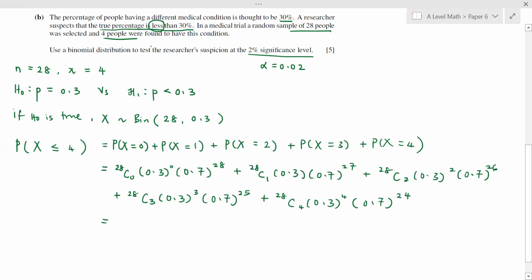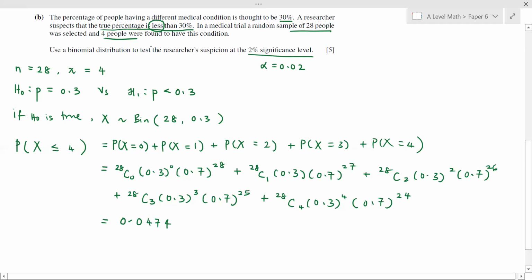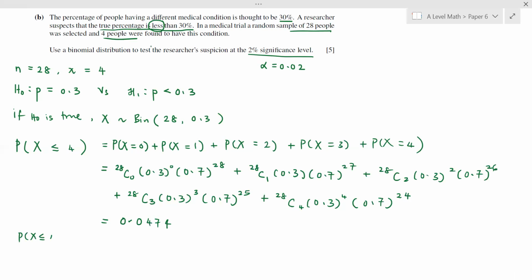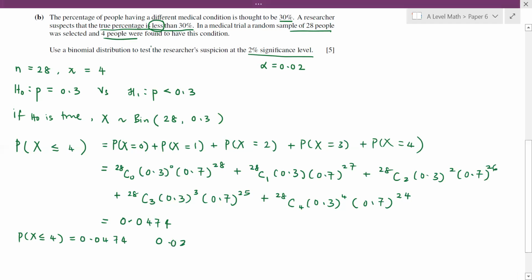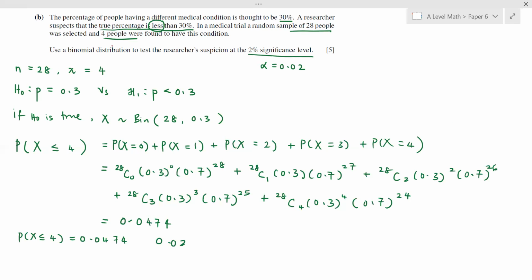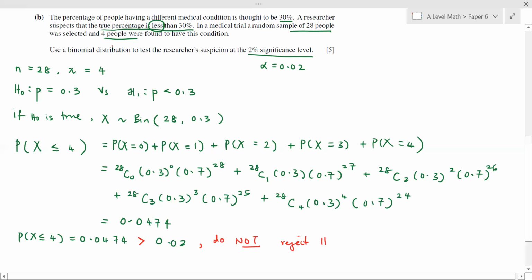Okay, we just compute all these using our calculator, and the tail probability is 0.0474. So the probability X less than or equal to 4 is 0.0474. Now we compare this with 0.02. Upon comparison, this is greater than 0.02. So if it is greater than 0.02, we do not reject the null hypothesis.